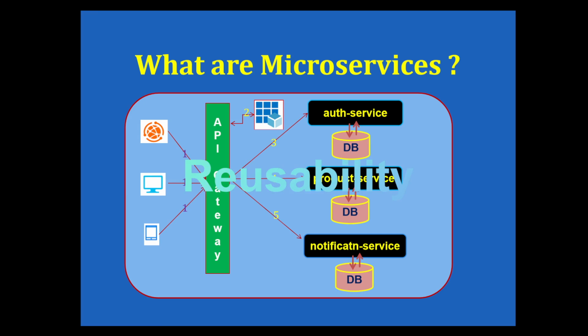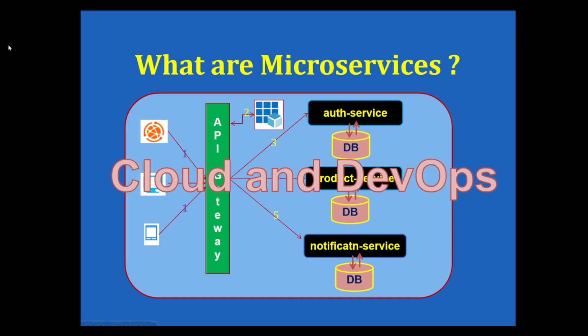Next is reusability, like microservices can be reused across different applications, which will reduce redundancy and speed up development. And finally, it will support cloud and DevOps, like microservices work well with cloud-based deployments, which will integrate seamlessly with DevOps practices for automation and monitoring.